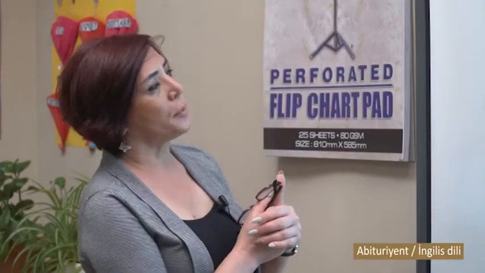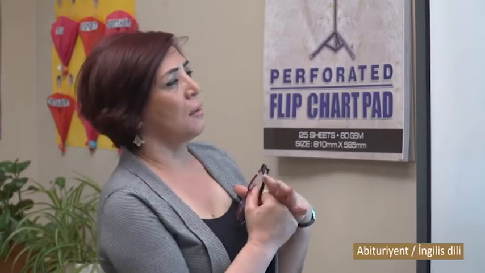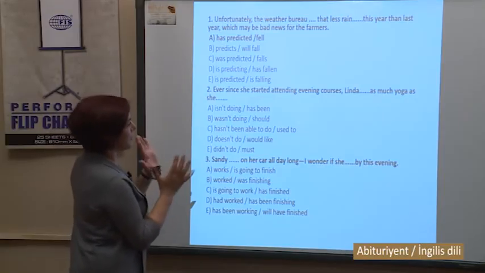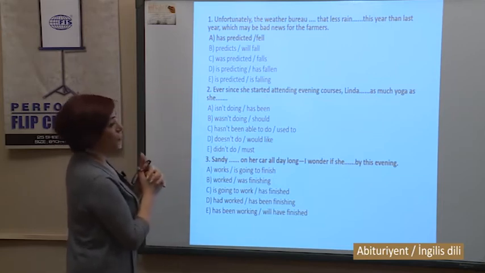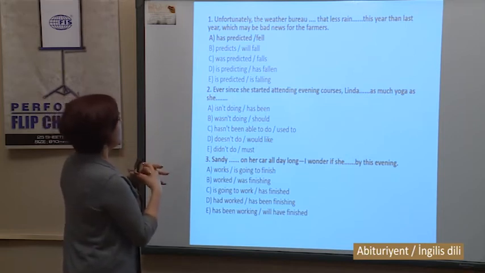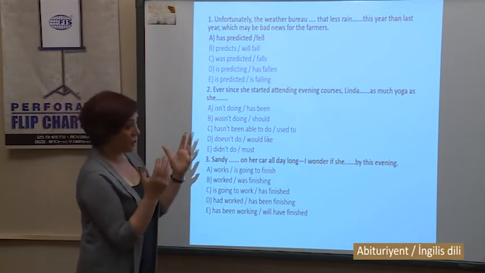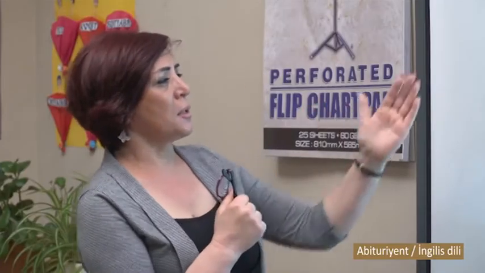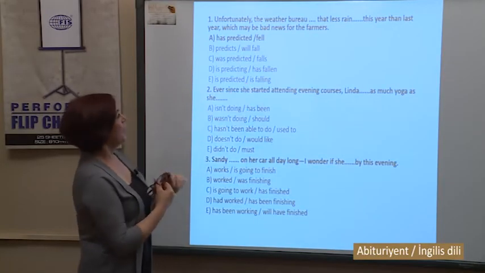Now let us choose the appropriate answer here. Has predicted fell. It is incorrect because the first part is in the present perfect, and the second one is in the past. That's nothing about the tense agreement. Then was predicted fell, so again no tense agreement. Is predicting has fallen. It hasn't happened yet, so this is the prediction. If it is a prediction, we can't speak about present perfect. Or is predicted is falling, so nothing is happening now.